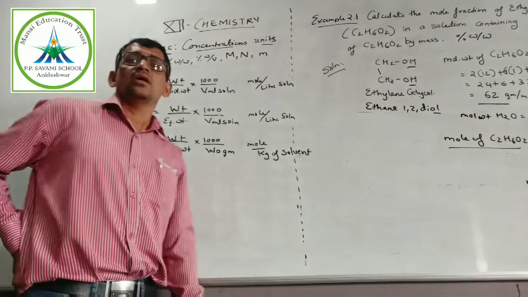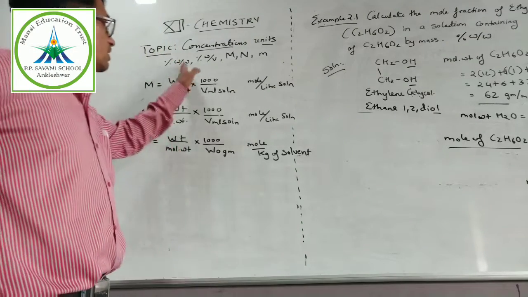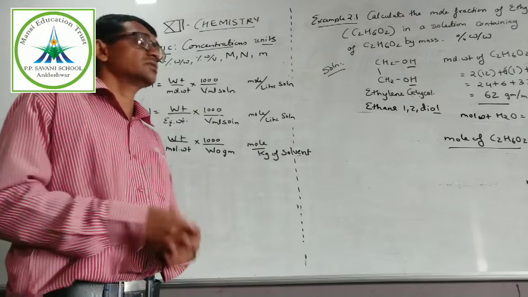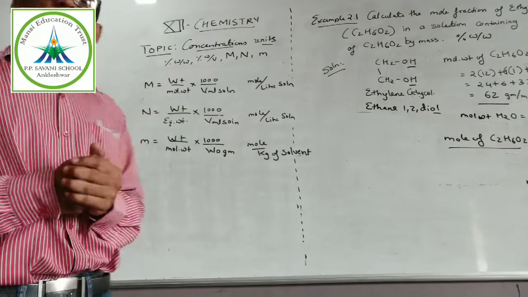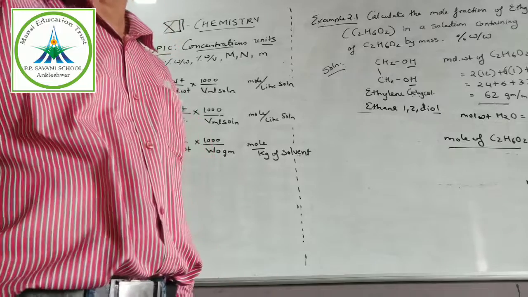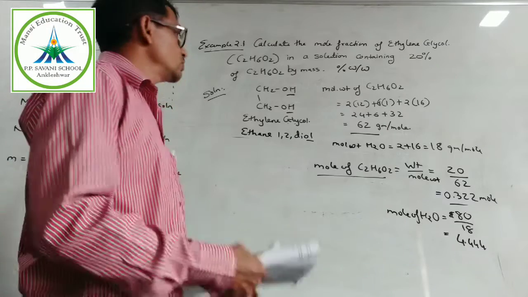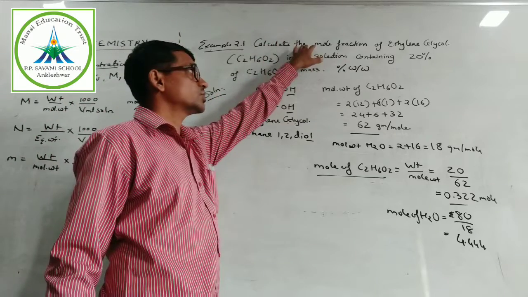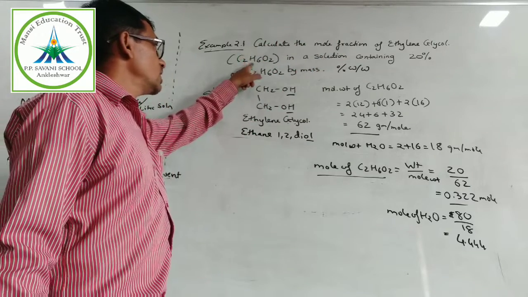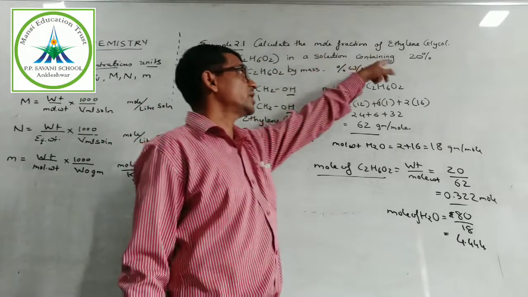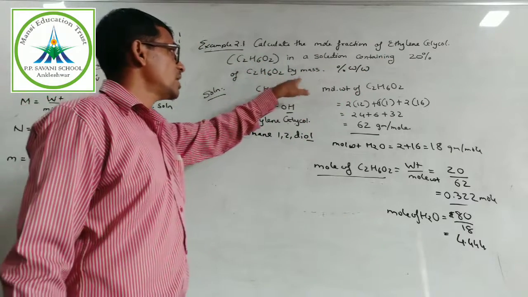We discuss examples so we can find the different concentration units. One by one we discuss the examples. First is example number 2.1 of your textbook. Okay, example 2.1: calculate the mole fraction of ethylene glycol, formula C2H6O2, in a solution containing 20% ethylene glycol by mass.